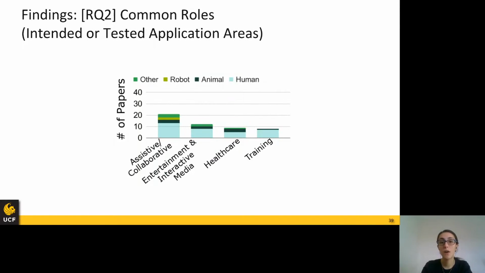And going over our second research question, looking at intended or tested application areas, we found that the majority of the agents go under the assistive and collaborative category, and there was less research on other areas such as training or healthcare. We think one of the reasons there is less research there might be because of limitations in technology at the time. For instance, if you want to facilitate a larger group of people for a training scenario, it might be easier to use a spatial augmented reality setup or a projection-based environment compared to providing everyone with HMDs and synchronizing all those HMDs.